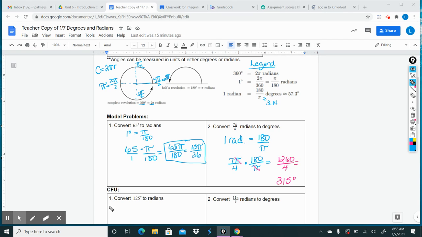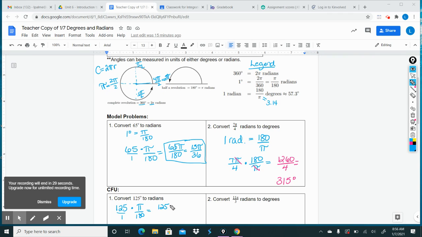Okay, so converting 125 degrees to radians, we're going to multiply that times pi over 180. Multiplying straight across, we get 125 pi over 180. You can simplify that as well. Converting 11 pi over 3, we can multiply that times 180 over pi. I'm going to run out of time here, so 11 times 180 is 1980.